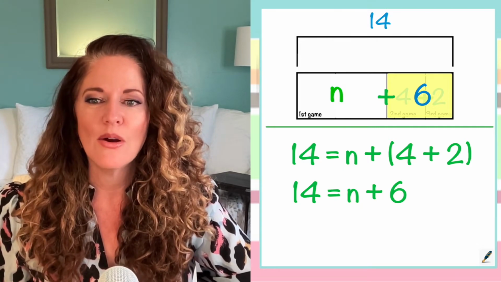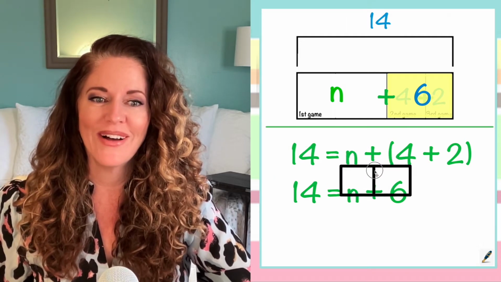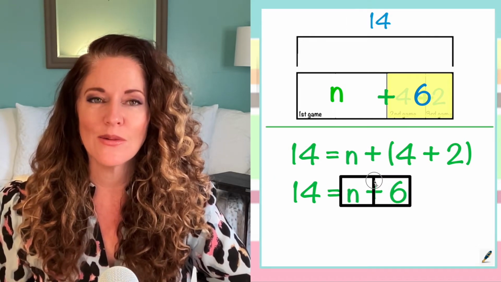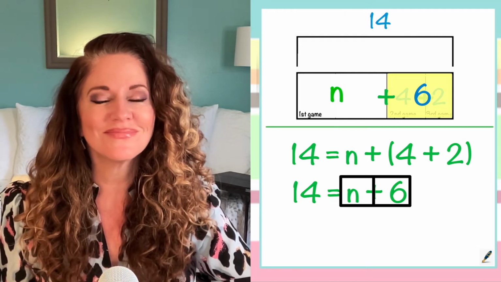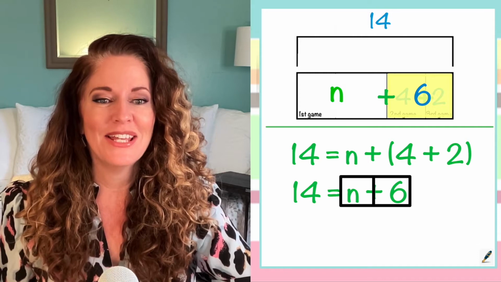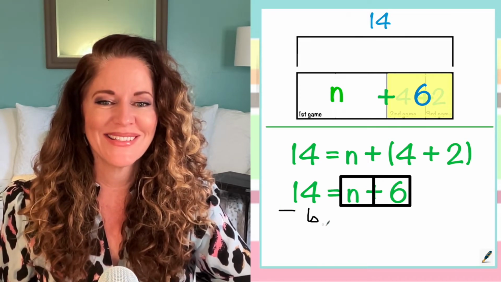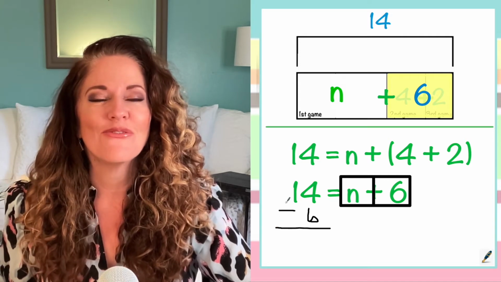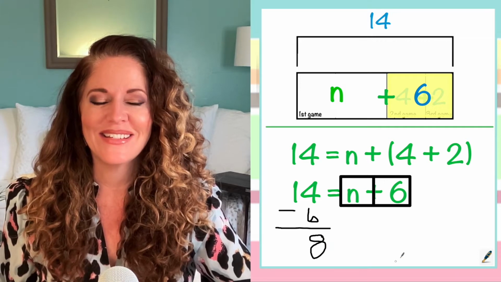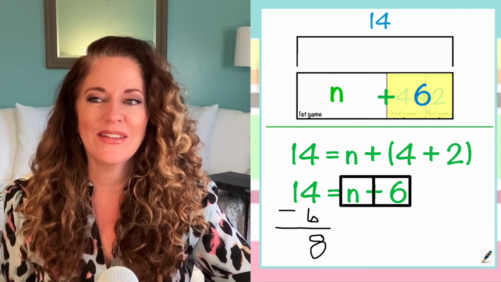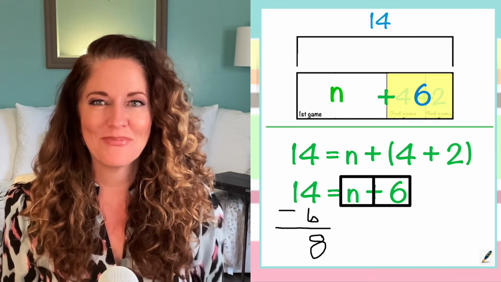So let's see. I've made this now just a 2-part problem, so I can use my little part whole finder. There's my plus sign, so those are my 2 parts. What am I missing, a part or a whole? My unknown is in my part, so I need to subtract 6. All right, so 14 minus 6 would give me a total of 8. N equals 8 in this problem, or he made 8 points in his first game.